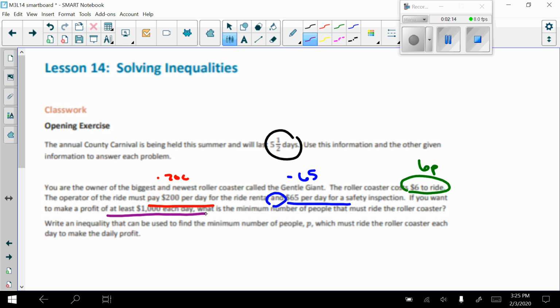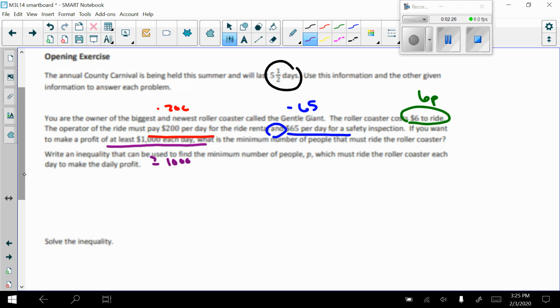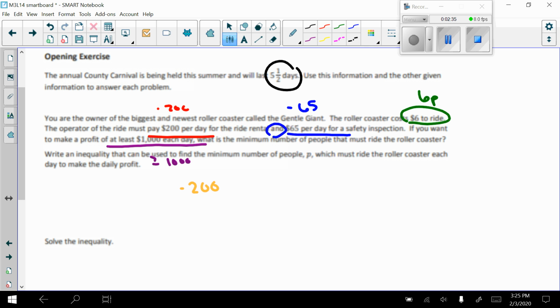So do they want to have a profit less than or greater than? They want a profit that is greater than or equal to 1,000. So let's take all that information and write our inequality. So we have minus 200 and we have minus 65. So those are expenses. And we have money coming in that is $6 per person that rides it. And all that has to be greater than or equal to $1,000. We don't have to define our variable because it tells us right there.